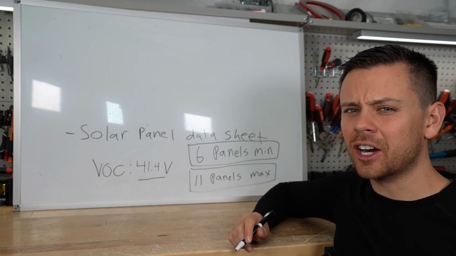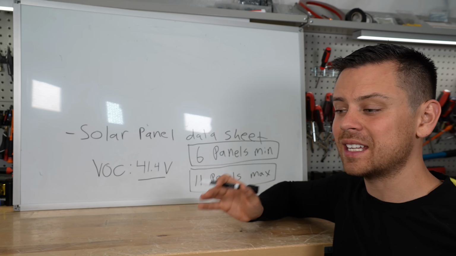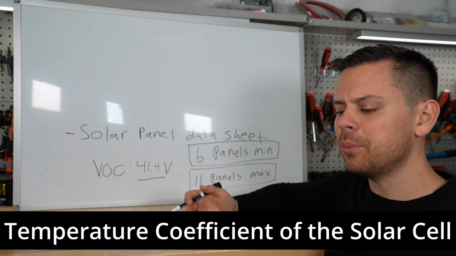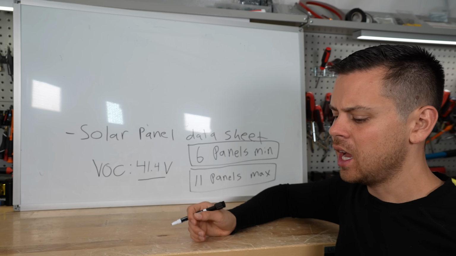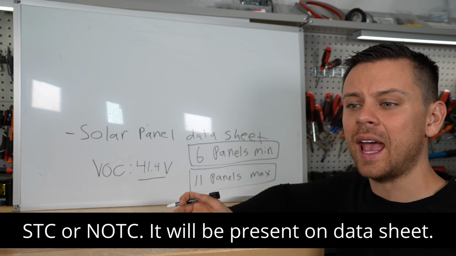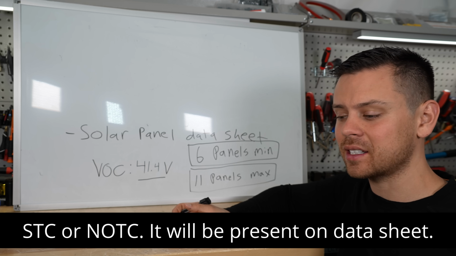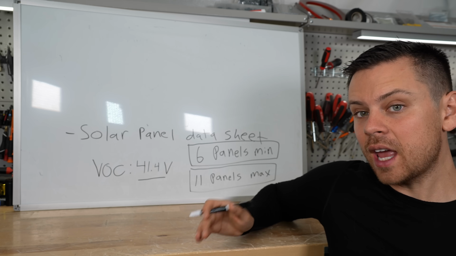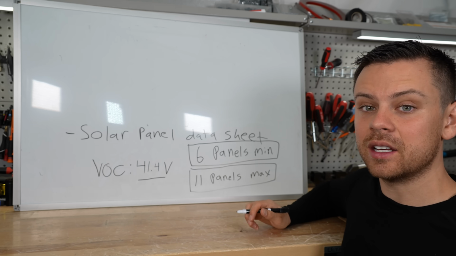Now, if you live in a very cold environment, you're going to have to use the temperature coefficient of the solar cell, and that will tell you the output for a given temperature. For most panels, they're rated at STC, or standard test condition, at a specific temperature. And if you live in a cold location, these numbers might not work for you.